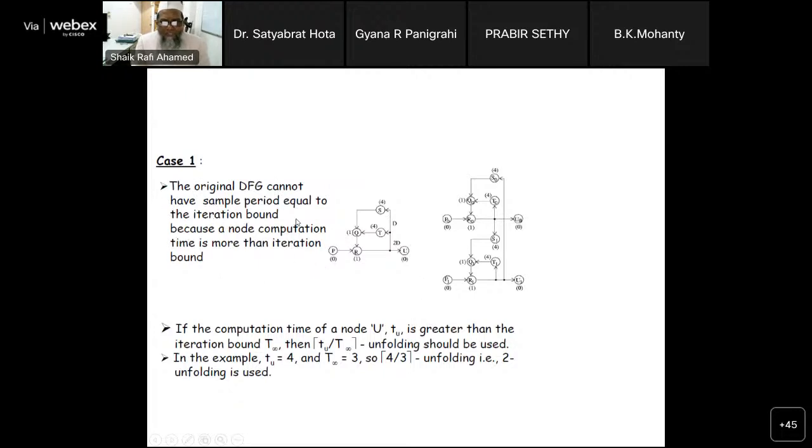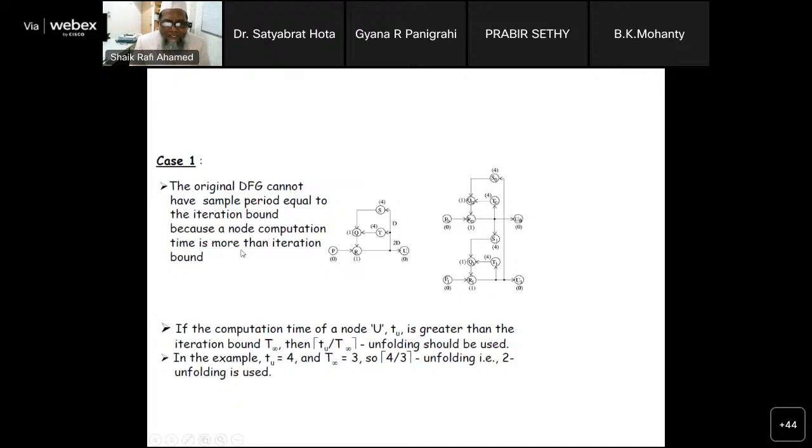As I have told, the iteration bound is the bound beyond which we cannot increase the throughput, even if you have infinite resources, because of the feedback path. In the case of non-iterative systems, if I have infinite multipliers, infinite adders, infinite resources, I can go up to infinite throughput. Whereas here it's not possible. So the lowest sample period that you can achieve is the iteration bound.